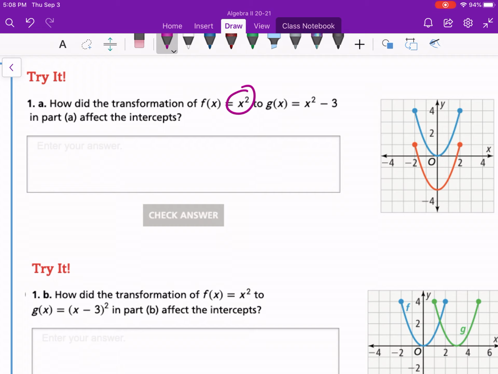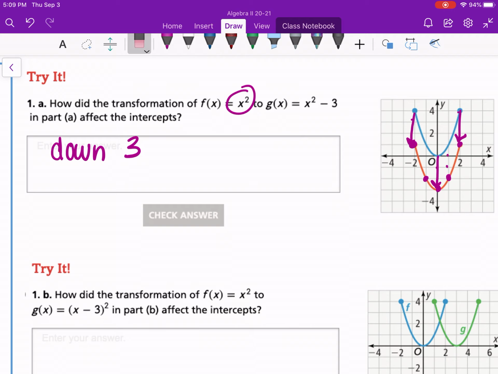What happened? Where did the points of the graph go, in what direction did they go, and how many did they go? Hopefully, you should say that the graph went down 3. Every point moved down 3. 1, 2, 3, new point. 1, 2, 3, new point. Every single point gets moved down 3.